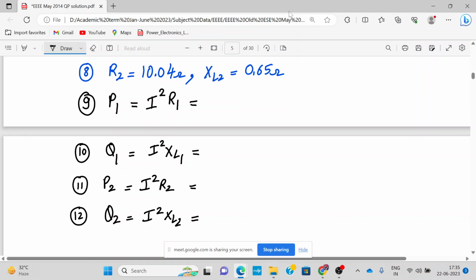So please calculate all of them. What is the current given by? 11.53 squared. R1 is 5. 11.53 into 8. 11.53. R2 is 10.04.